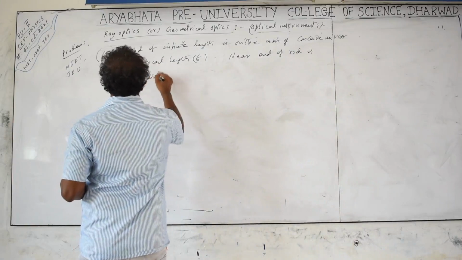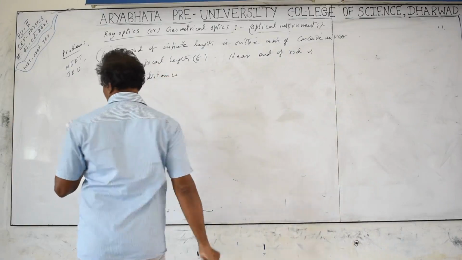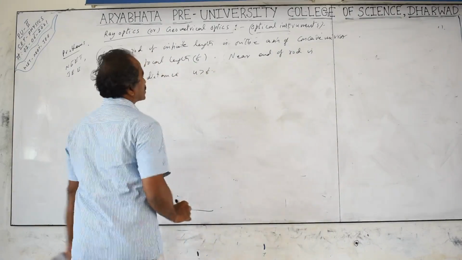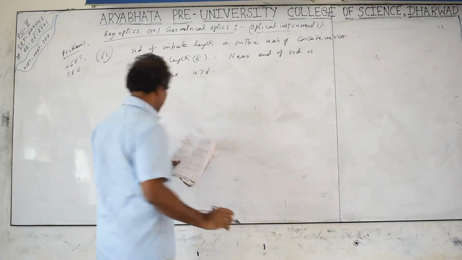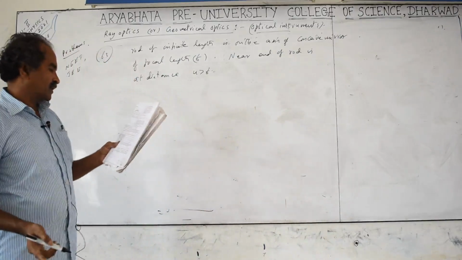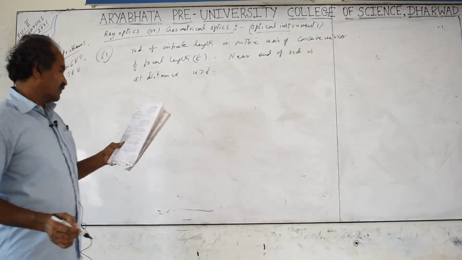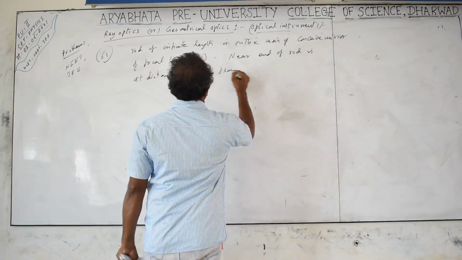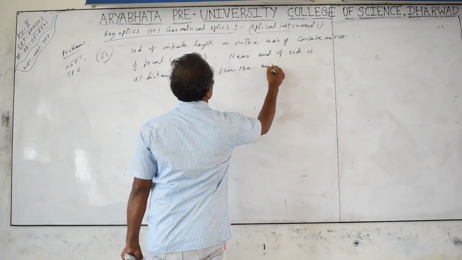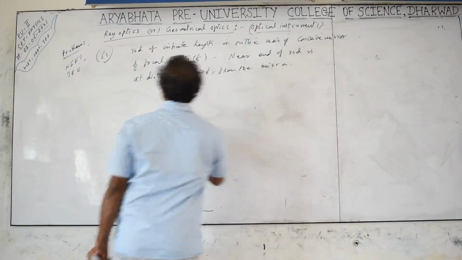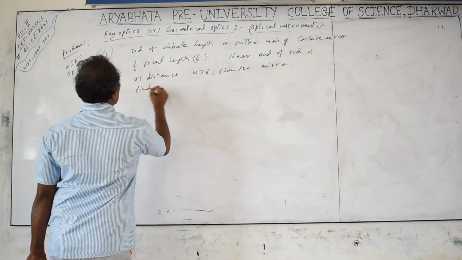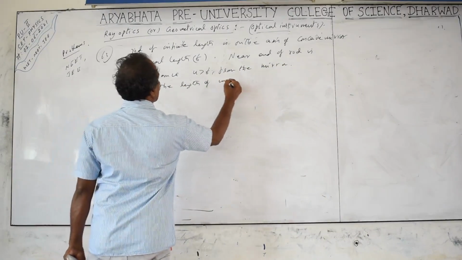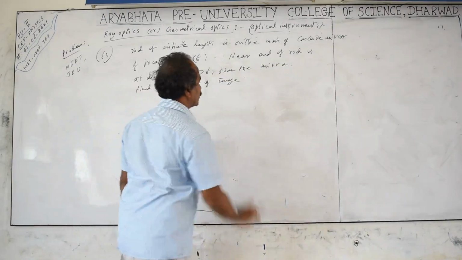Near end of the rod is at distance u greater than f, means object distance more than f, means you will get the real images. Less than f means virtual image. Greater than f from the mirror, its image will have a length. Find the length of the image.